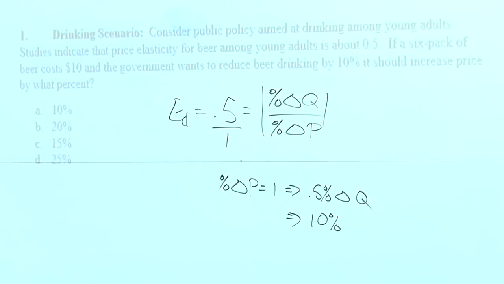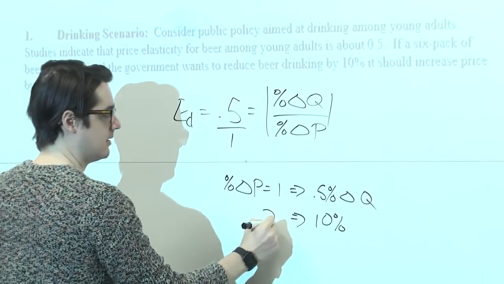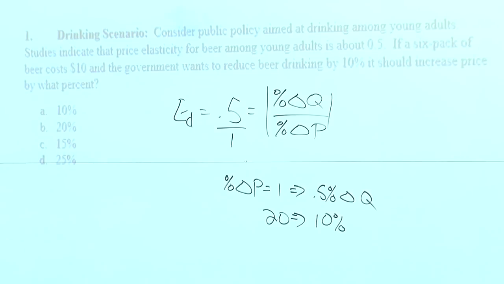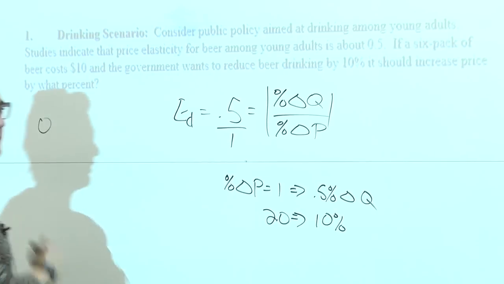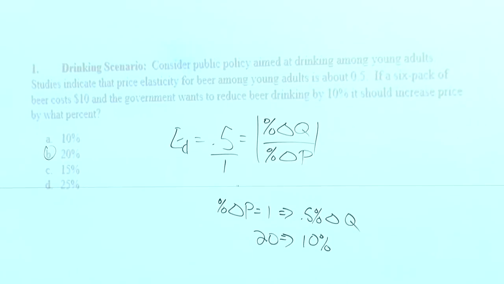Yeah, it's going to be 20. Right, 1% results in a 0.5% decrease, so we just scale that up. How are we going to get 10? We're going to have to increase price by 20. Okay, so the answer then is going to be B.